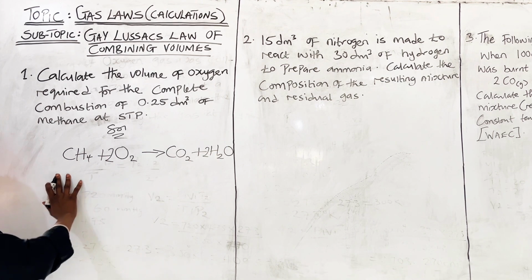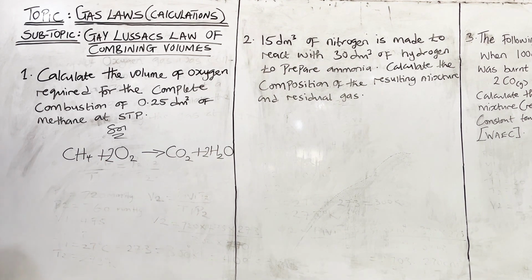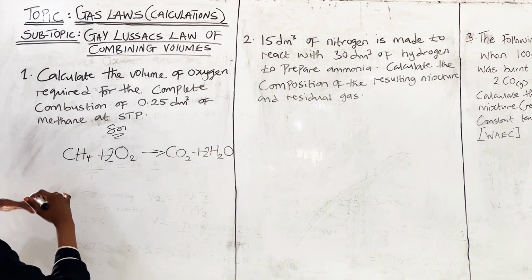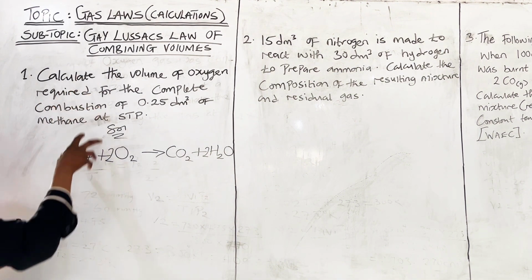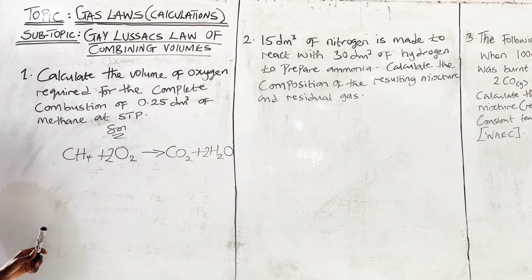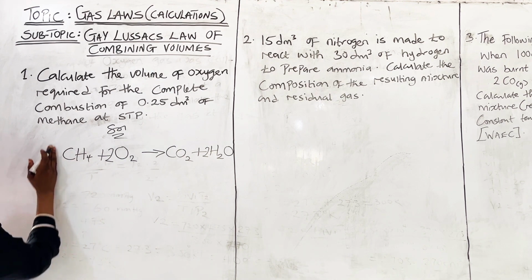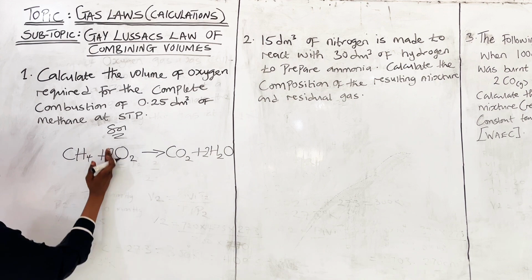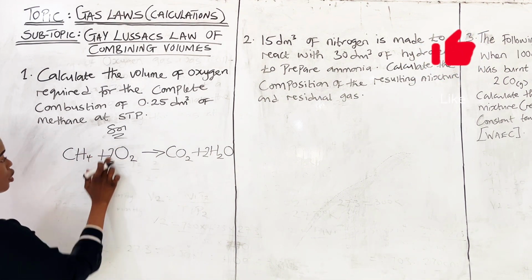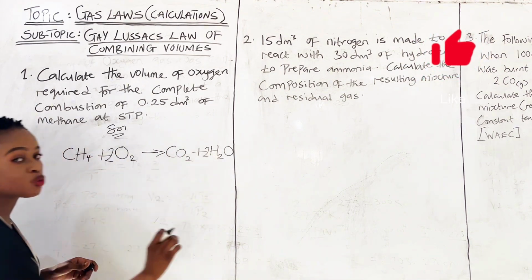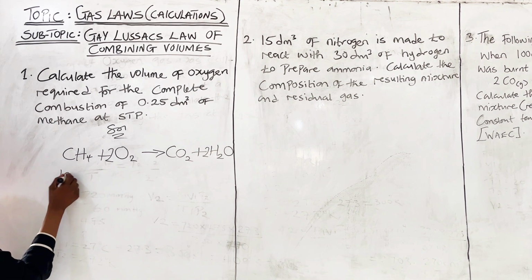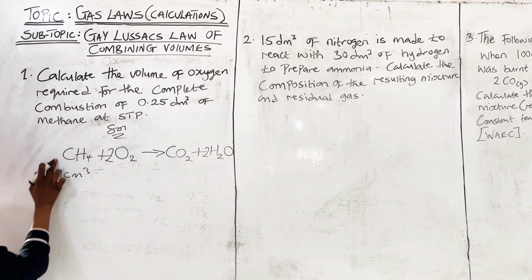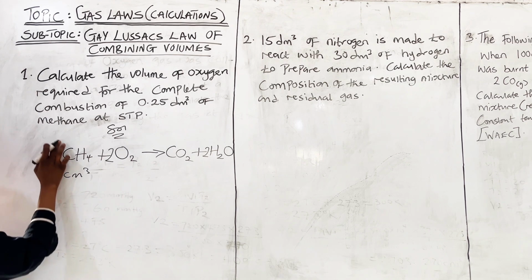Now that we have written our equation, the next thing you want to do is begin solving. Remember, it is Gay-Lussac's law of combining volumes, so we are adding volumes. This is what we're looking at: what is in front of your compounds is what we are looking at. So we're going to be writing 1 cm³. Remember, in chemistry we do not write 1, but we know that there is a 1 here.